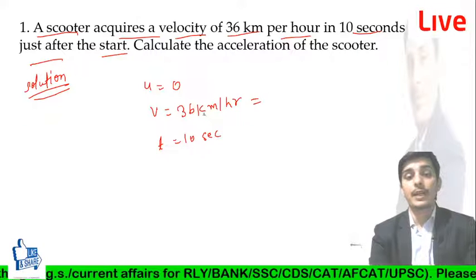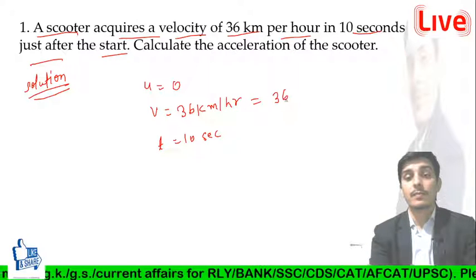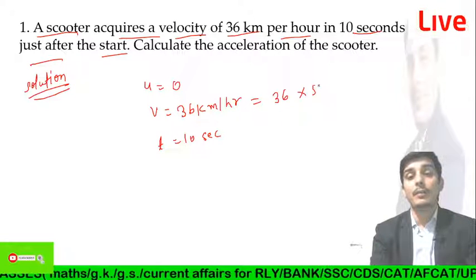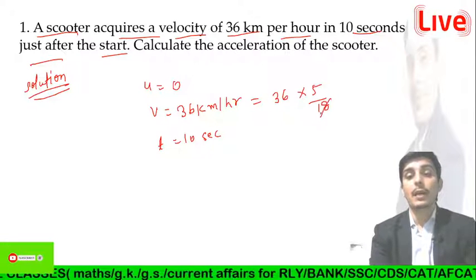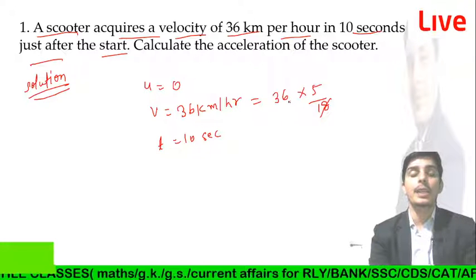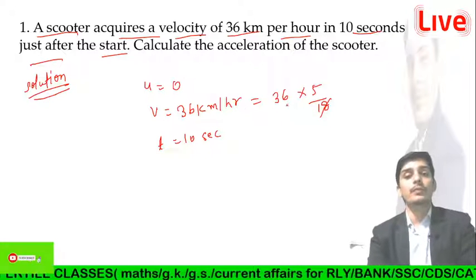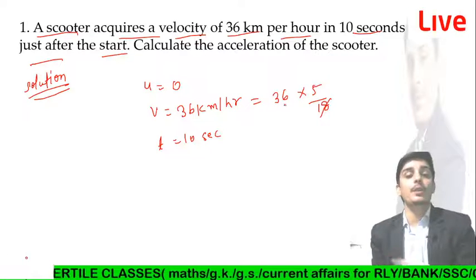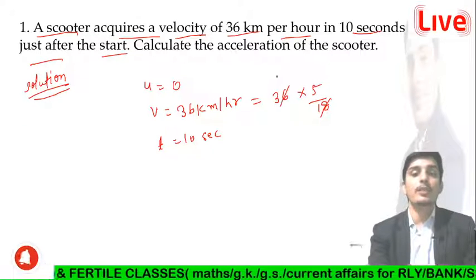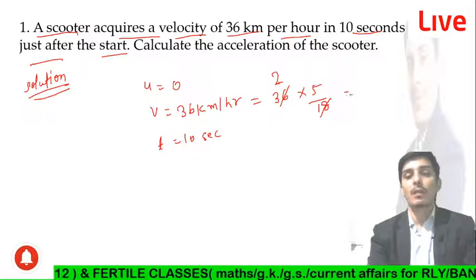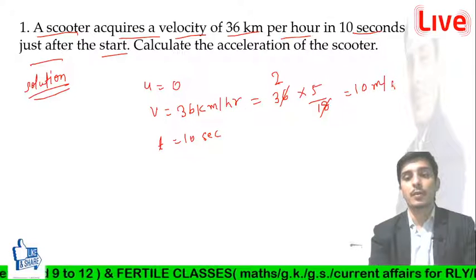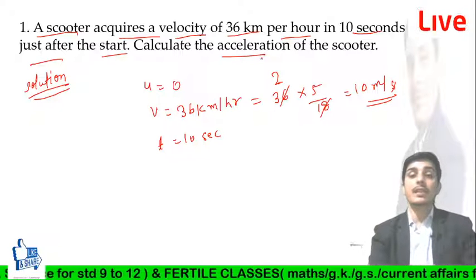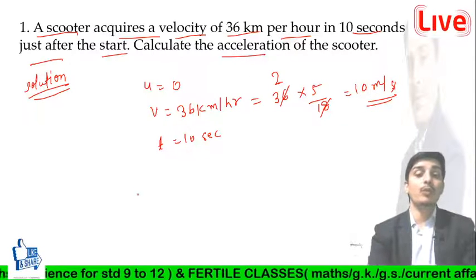And we know how we can convert kilometer per hour to meter per second. I have discussed in the previous session, by multiplying by 5 by 18 you are able to convert kilometer per hour into meter per second. So 36 times 5 by 18 will become 10 meter per second. Now we have to find out the acceleration of the scooter.